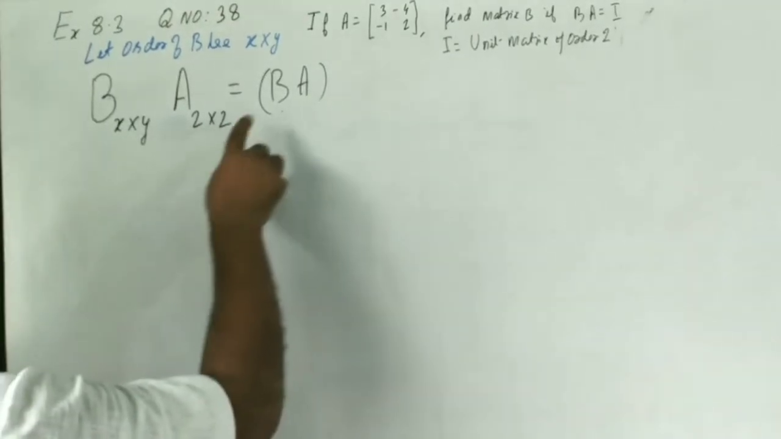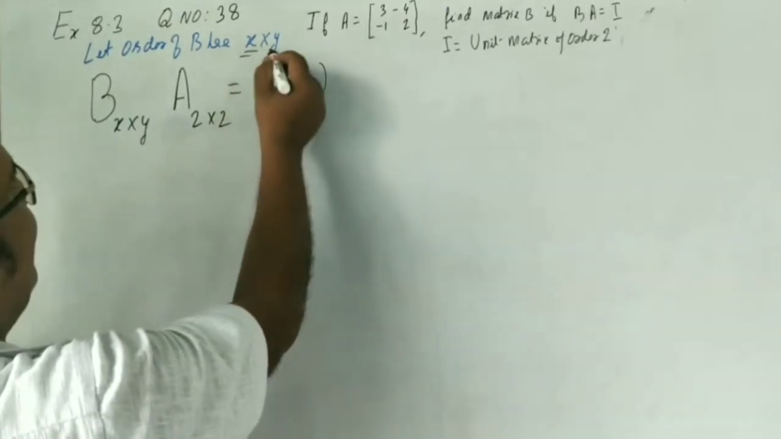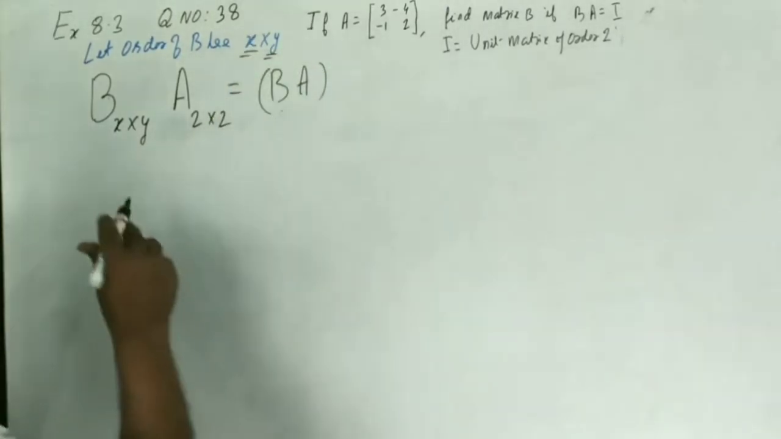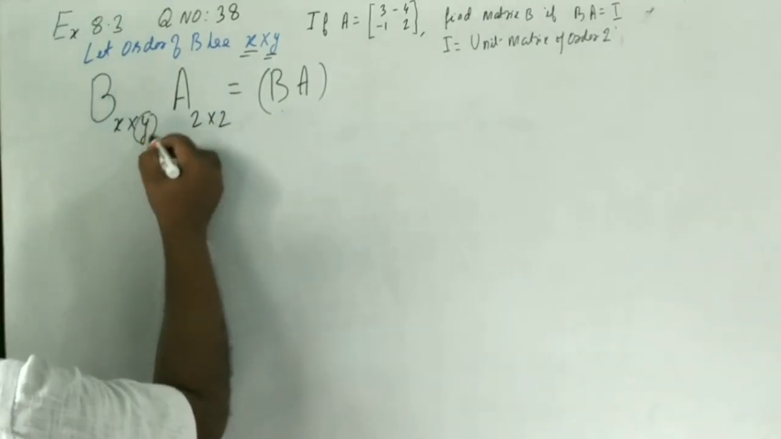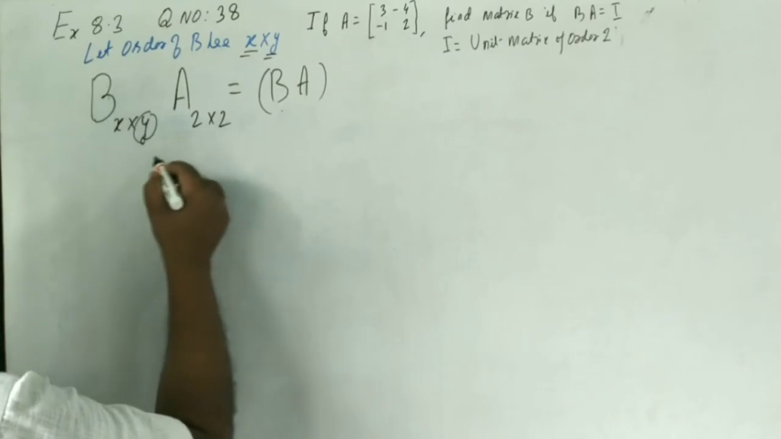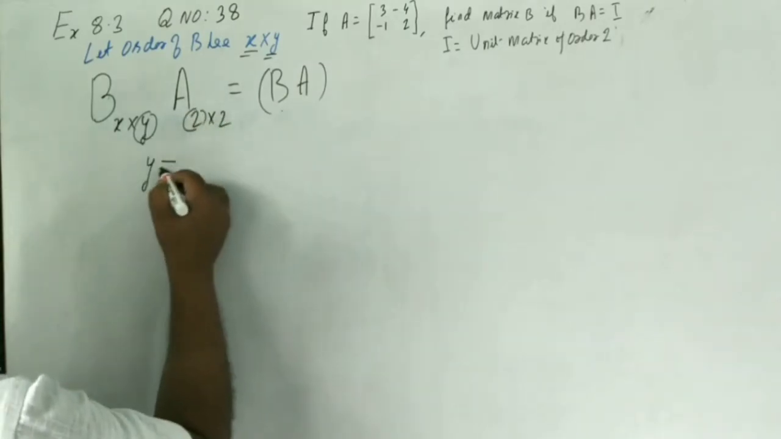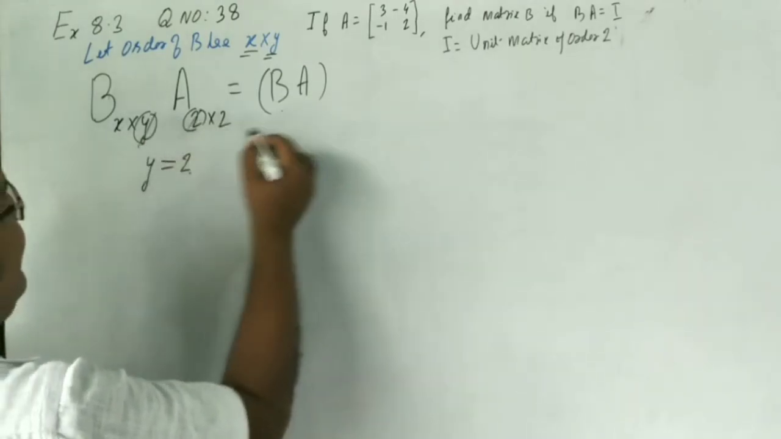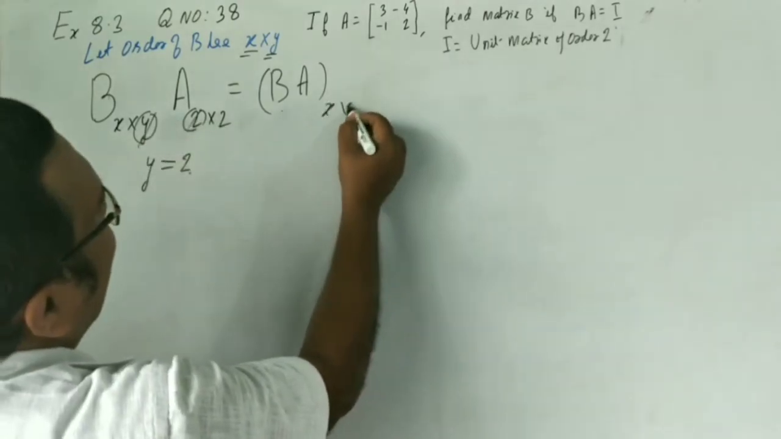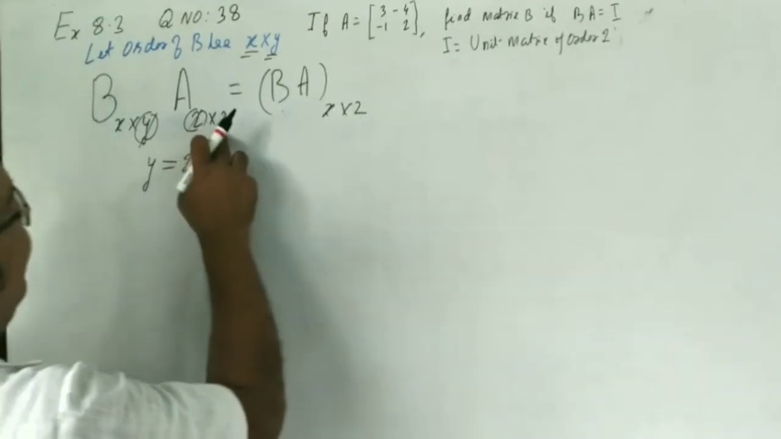First, I will find the order of matrix B. Let the order be X by Y, X rows and Y columns. We know that the number of columns in the first matrix should be equal to the number of rows in the second. So Y will be equal to 2. And if I remove this, the order of this will be X by 2. Number of rows same as B and number of columns same as A.